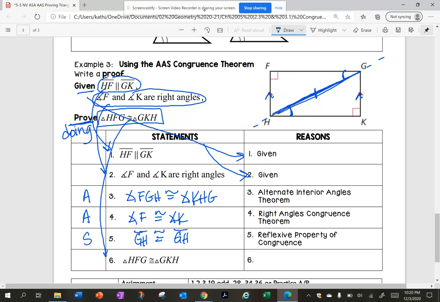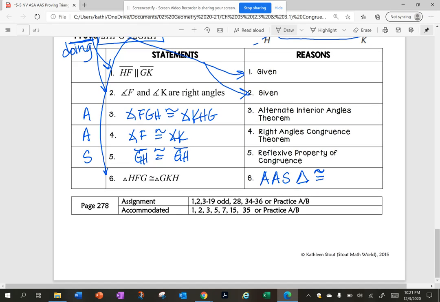So in my triangle now I have an angle, side, and in my second triangle I have an angle, side. It doesn't matter what order I have it in the theorem, it's the order in the triangle. So since I have it in that order, I have angle angle side triangle congruence. Okay, that's it.